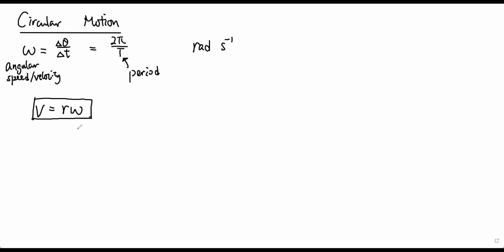The last thing we talked about yesterday is the centripetal acceleration. So there are two forms. What you need to remember is that for any circular motion, the acceleration will have the magnitude v squared over r, or r omega squared.